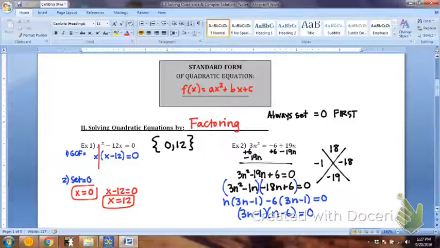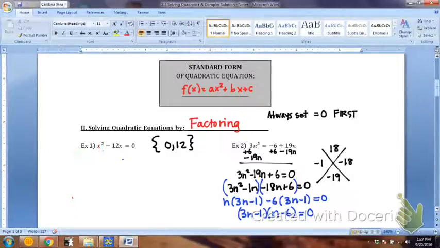Okay, what do we do now with each of these? What's step number 2? Look back at example 1. Set each factor equal to 0. Okay, so I'm going to work it out over here on this side. So 3n minus 1 equals 0, and n minus 6 equals 0.